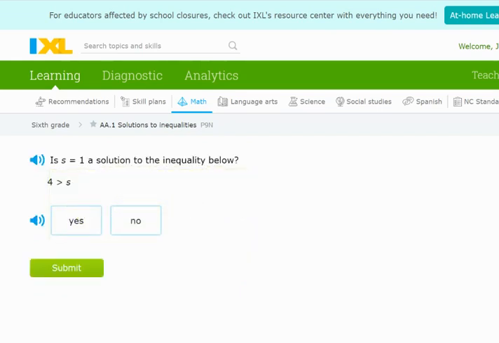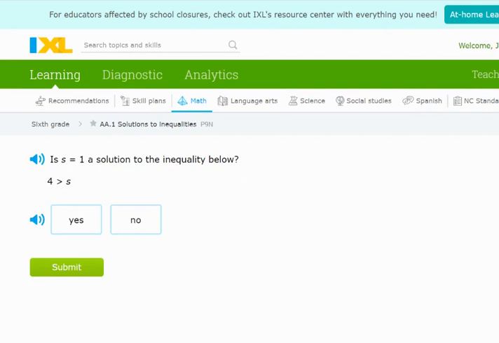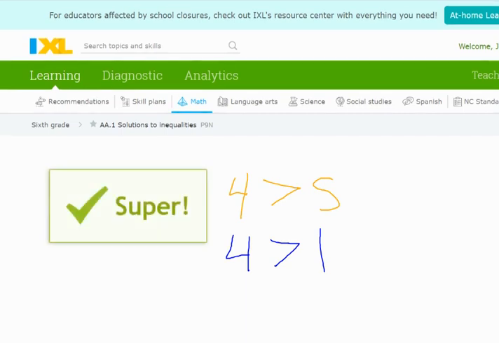Next substitution, it says, is s equal to 1 a solution to the inequality below? So I'm going to put 4 is greater than s. And then underneath it, I'm going to go ahead and have 4 is greater than, but instead of an s, I'm going to put a 1. So is that true? Is 4 more than 1? And clearly it is. So I'm going to say yes, it is.